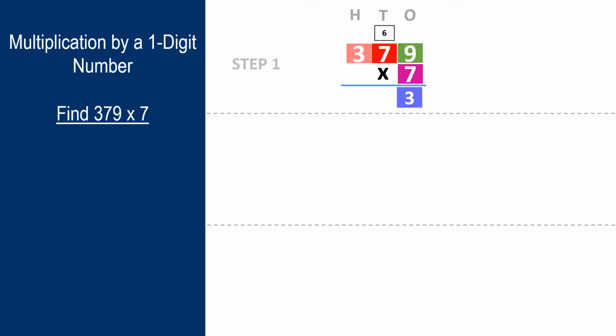Step 1. First, we have to write the places. Children, remember, do not start solving a sum without writing the places over it, right? So here we have the number 379. So 9 will be placed under ones, 7 will be placed under tens and 3 will be placed under hundreds, right? And now we are multiplying it with 7. So 7 ones, right? So we will write it like this, 379 multiplied by 7.